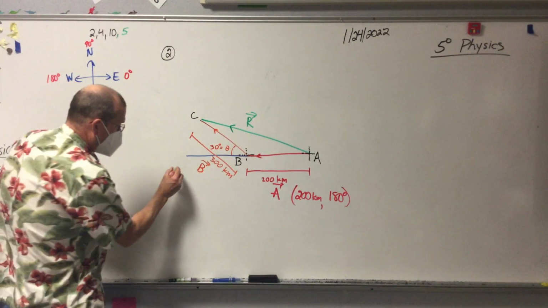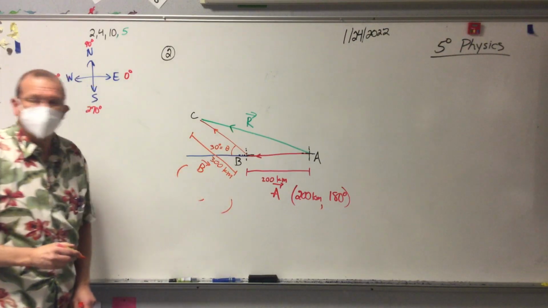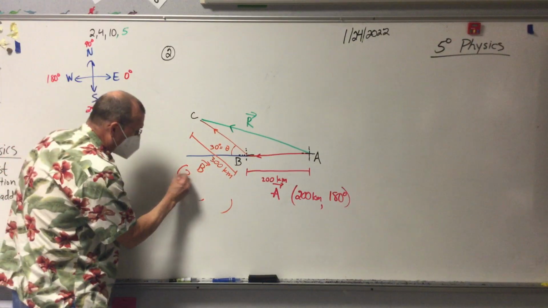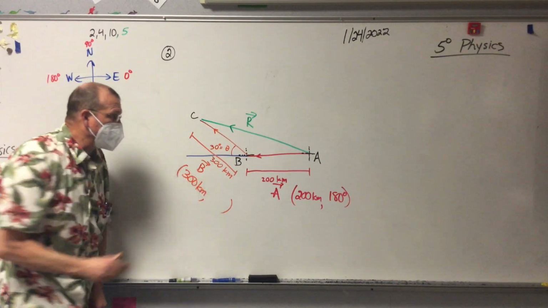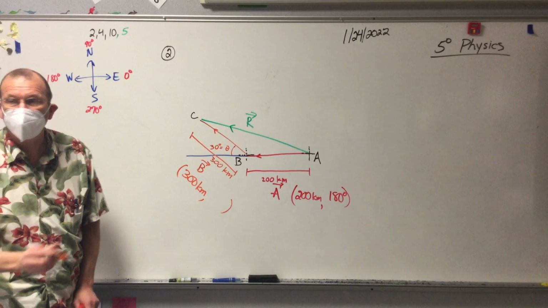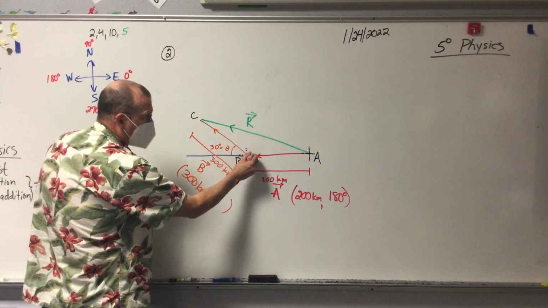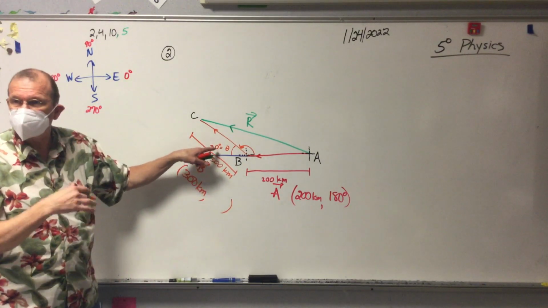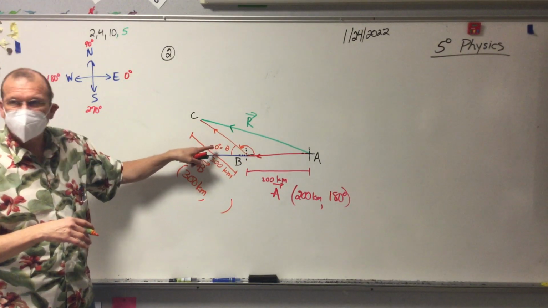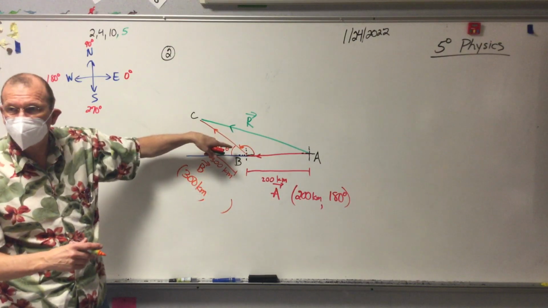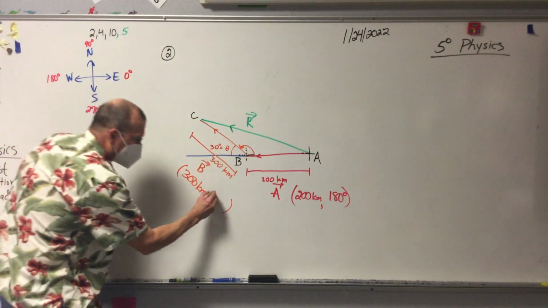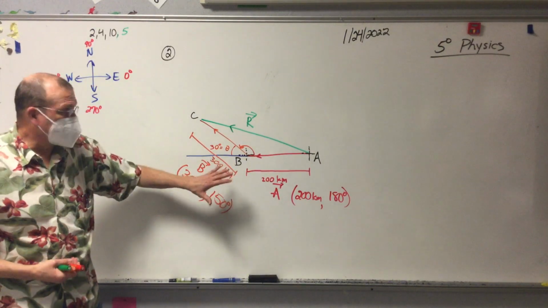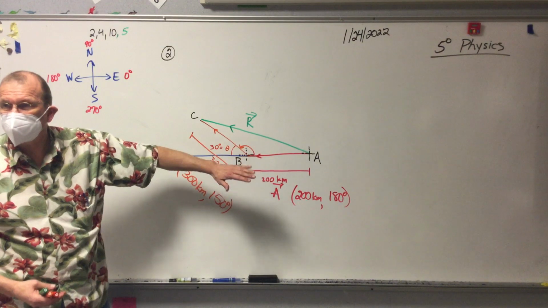What about B? What is its magnitude? 300 kilometers. And what would the angle be? 150, because what we want is this angle here, not the 30 degrees that they mentioned. The 30 degrees only allows us to draw the picture, but then we have to reinterpret the angle. So this becomes 150 degrees.